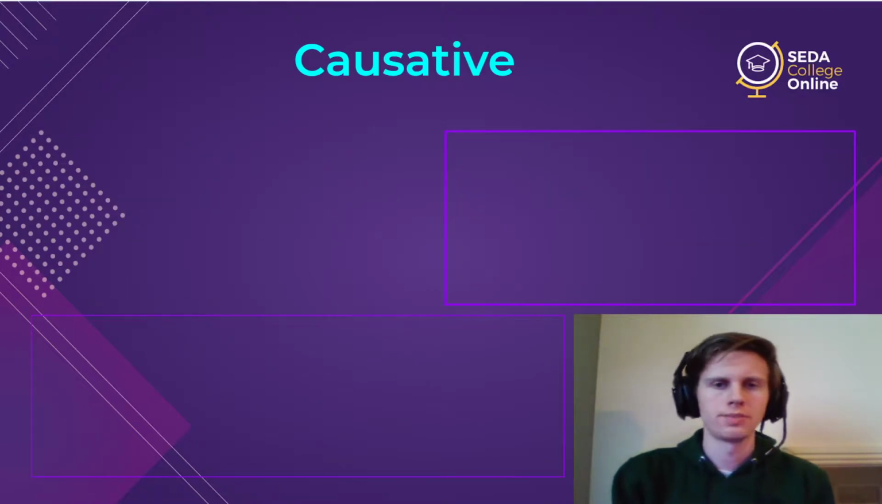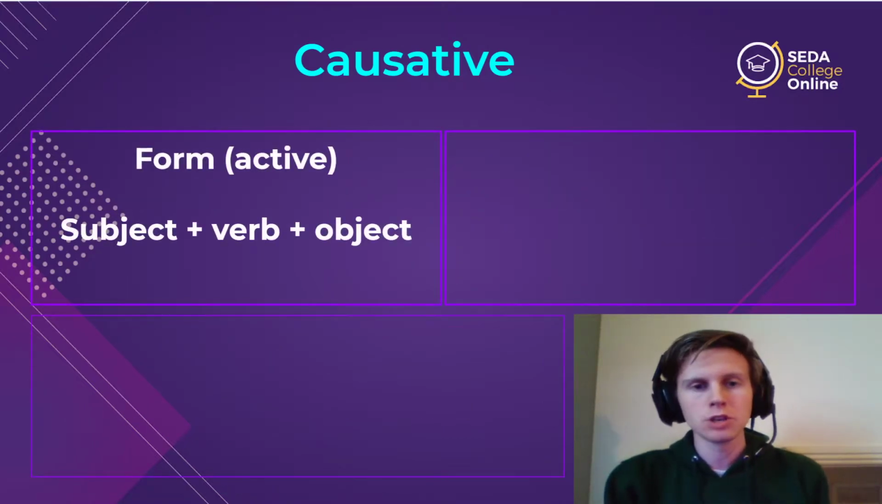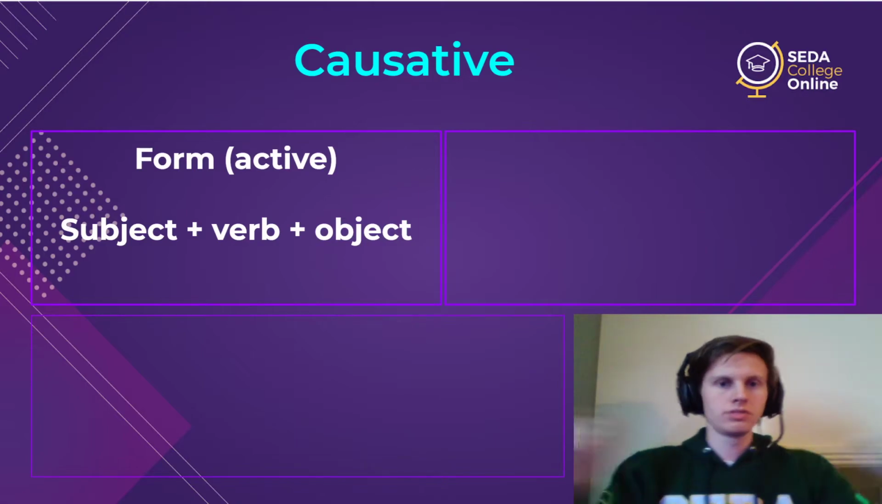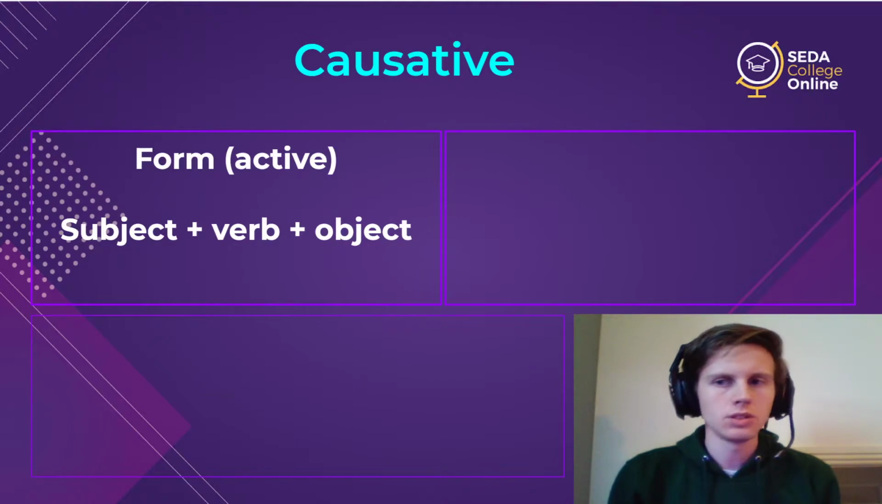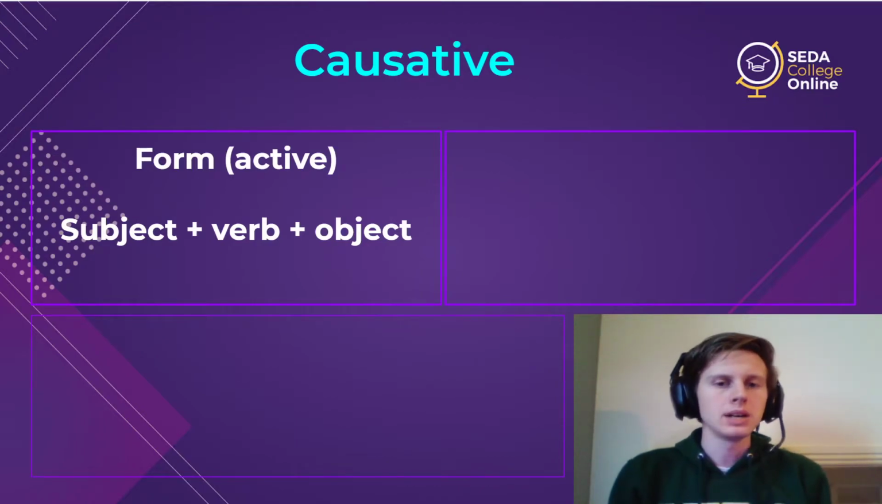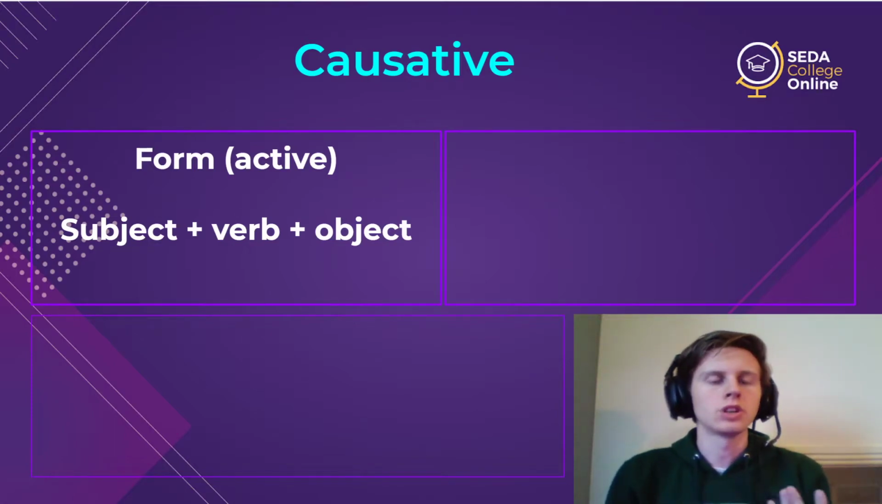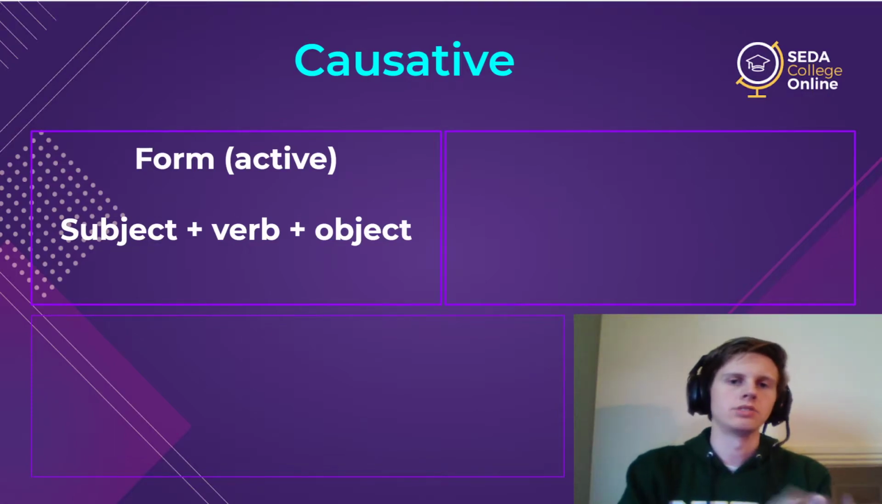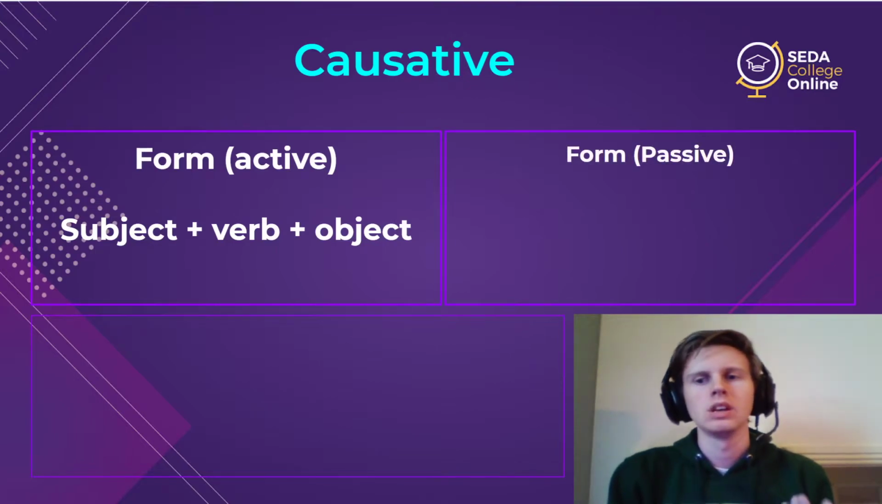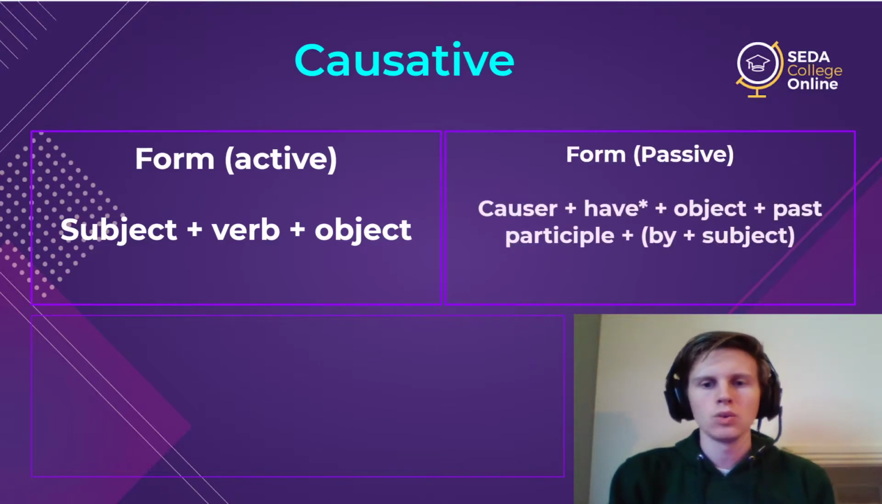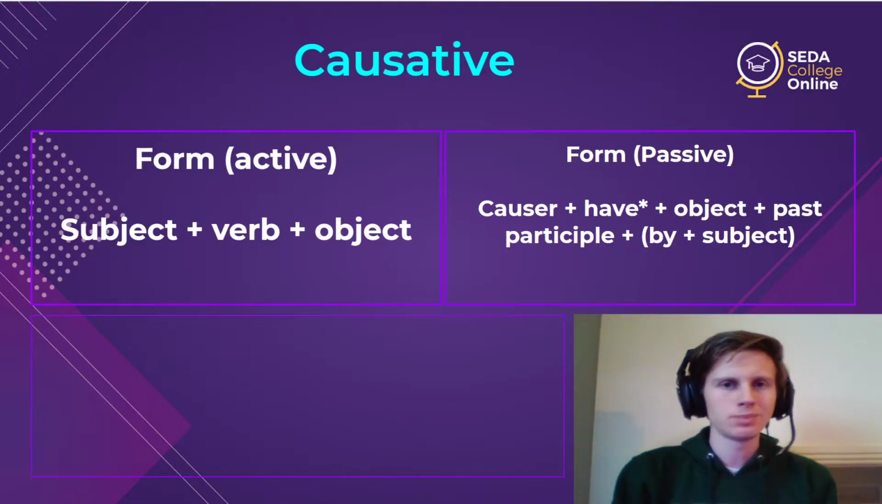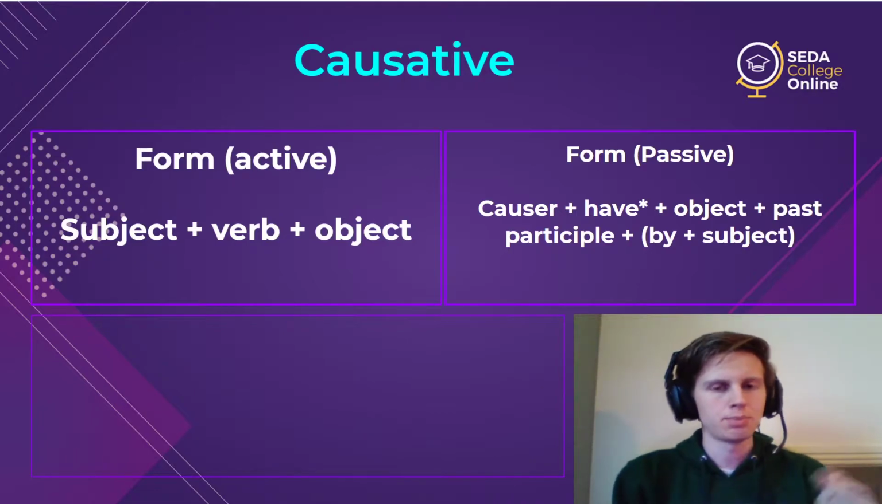So what's the structure of this then? Well, we always have to go back to our active sentence because causative sentences, just like passive sentences, have an active and passive switch. Not all sentences are causative though, so be careful about that. Only specific verbs are causative, and we'll talk about that. But for a causative verb, you can always change from active to causative or passive. So what is this form? Well, it's a little complicated, but we're going to go through it step by step.